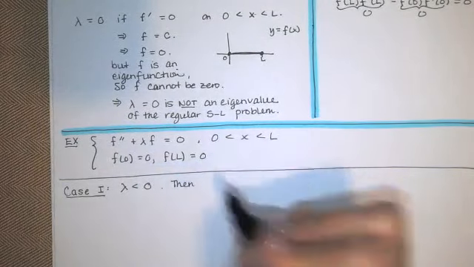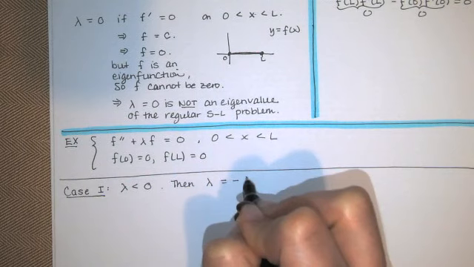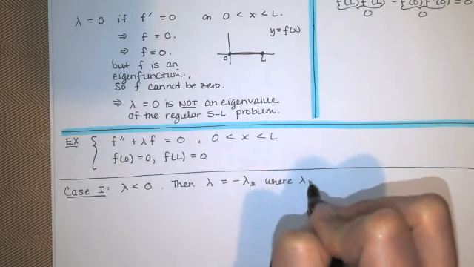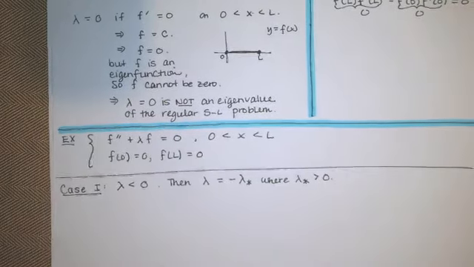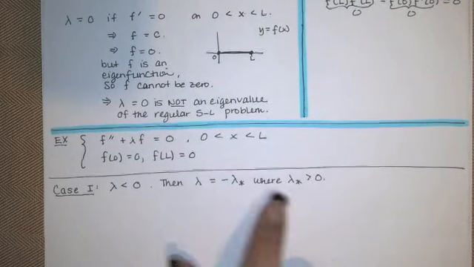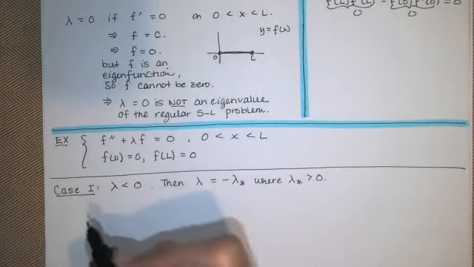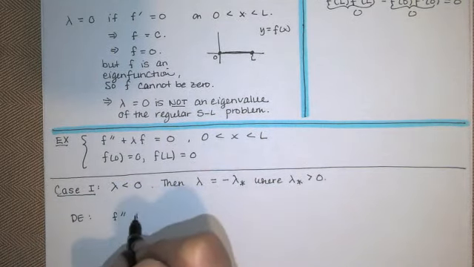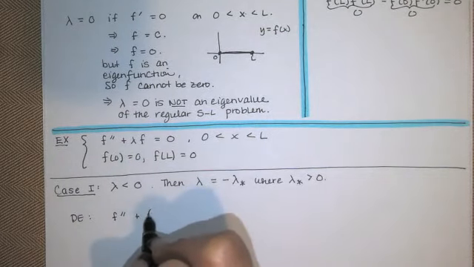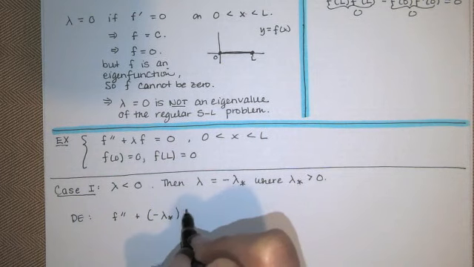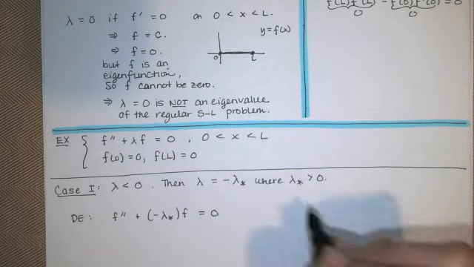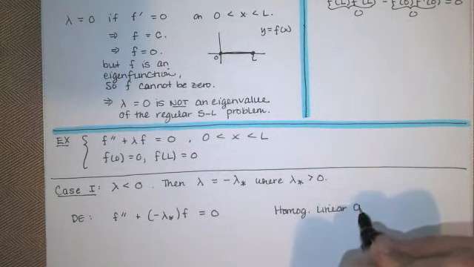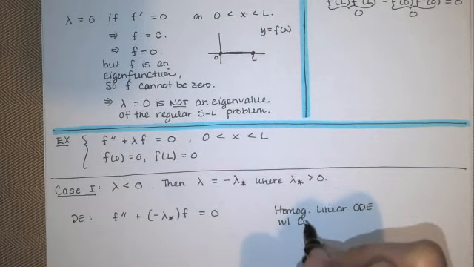lambda is equal to, let's say, -1 times lambda star, where lambda star is positive. That's going to allow me to solve this in terms of lambda star, a positive value of the parameter. So then we'll look at the differential equation. Replacing lambda with lambda star, I've got this. And notice again that this is a homogeneous, linear, ordinary differential equation with constant coefficients.